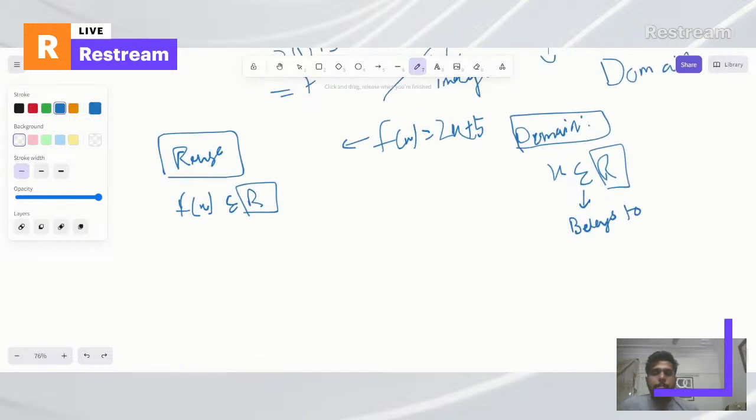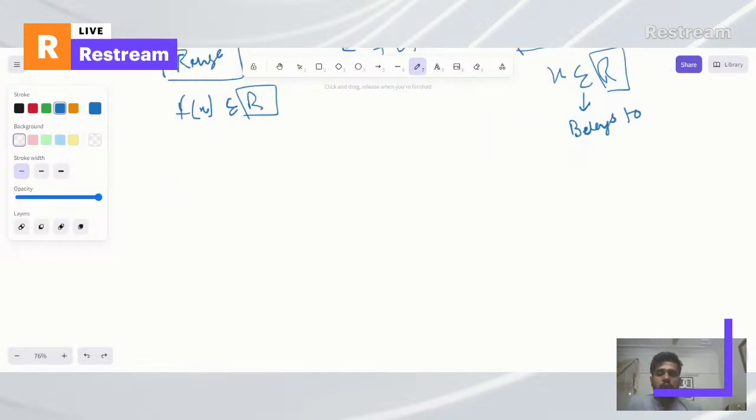Okay, now a function is not necessarily written down as f(x), right?